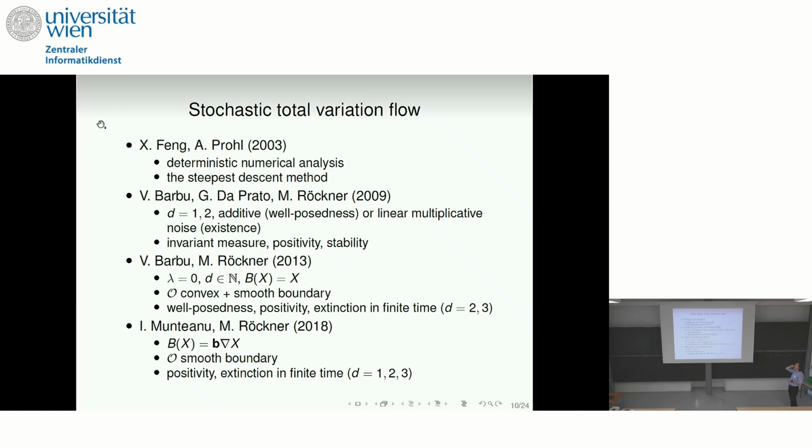I think the first paper was by Baňas, in 2009, where they treated lower dimensions with additive noise and multiplicative noise. They proved plenty of things and made a good description of the problem from the stochastic point of view. Then in the subsequent paper in 2013, they extended their results to all dimensions, still with this sort of noise, still multiplicative noise. Basically, they still required some smoothness on the boundary.